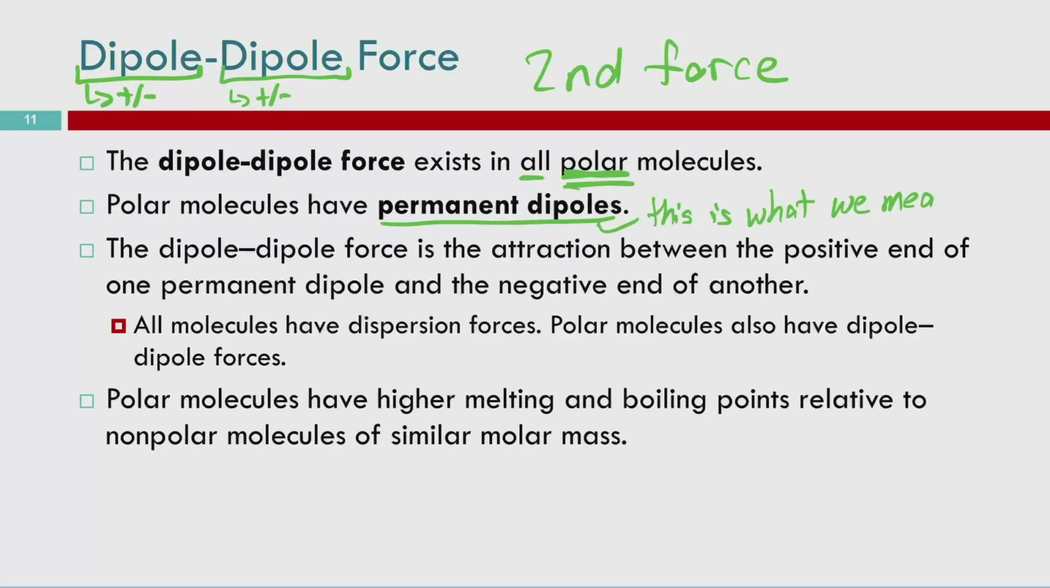This is what we mean by dipole in the name, dipole-dipole. We mean a permanent dipole because dispersion forces exist because of temporary dipoles, instantaneous transient dipoles. So just like magnets, the dipole-dipole force is an attraction between a positive end or a north end and the negative end or south end of a magnet. So all of our molecules have dispersion forces. Everything has dispersion forces. Polar molecules also, keyword here, also have dipole-dipole forces.